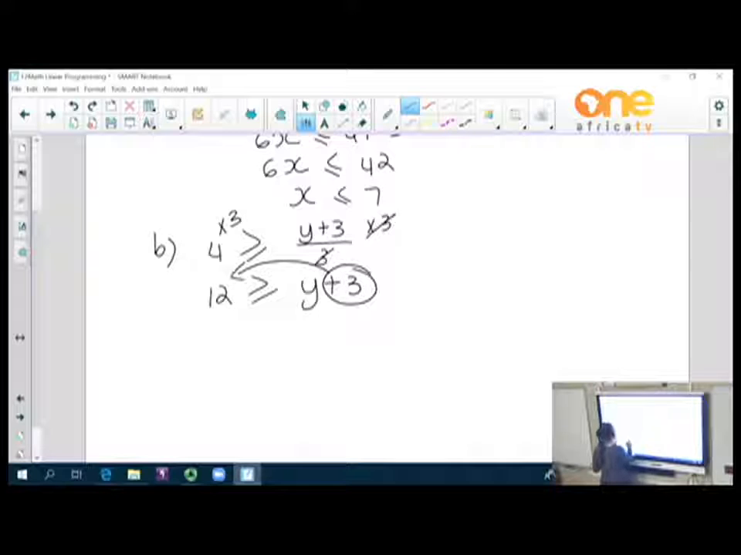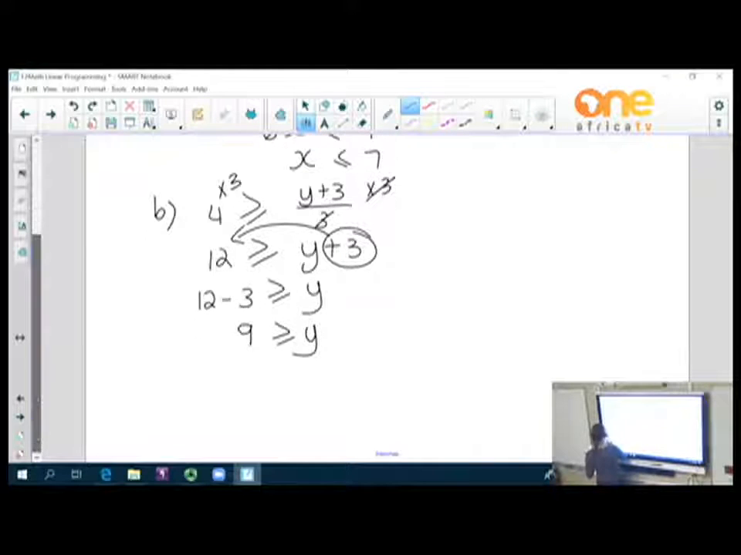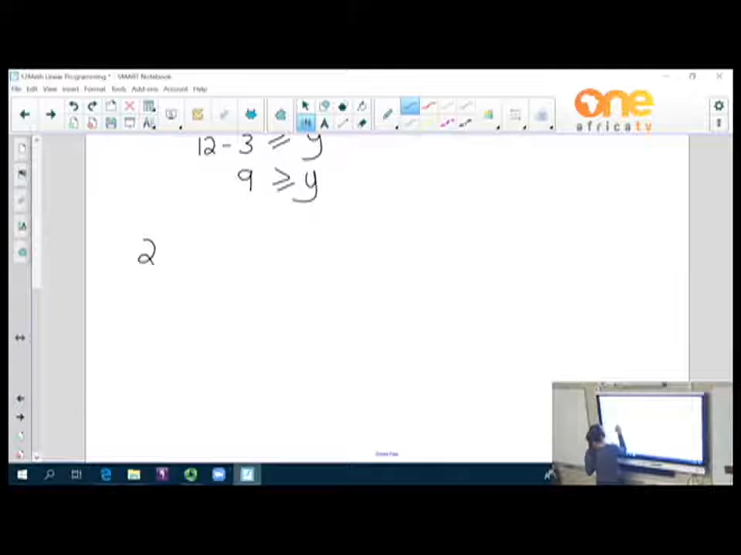Like terms to the same side: 12 minus 3, if the positive is taken over, it becomes a negative. That's more than or equal to y. So 9 is more than or equal to y. That's number 1. Then we can go to number 2a, where we have the double inequalities again.